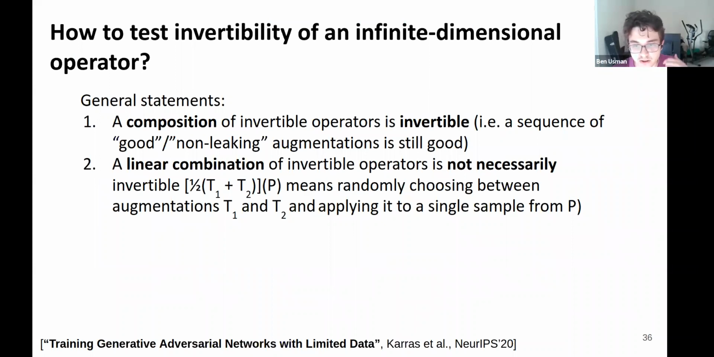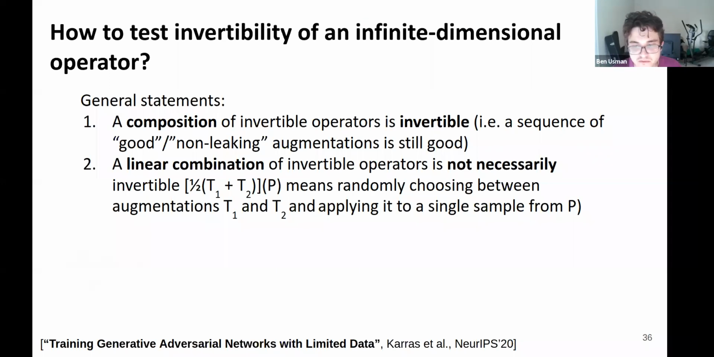So first of all, they show that the composition of invertible operations is invertible, meaning that if we apply one augmentation after another, it's invertible. But the linear combination of invertible operators is not always invertible, meaning that if we randomly pick between two augmentations, each one invertible, the resulting procedure might not be so good.